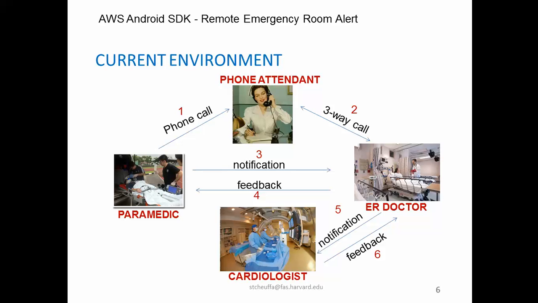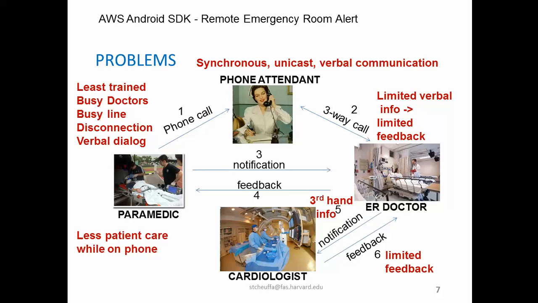In the current environment, paramedics basically have to call on the phone to get connected through a phone attendant to an ER doc and tell them what they have. And the ER doc, based on that information, will activate or not a team of cardiologists, and there are so few of them. There are several problems with that approach, mainly due to the fact that it goes through a phone call. There's no record of it. It's not full. There's misunderstanding, disconnection, busy line, busy people.